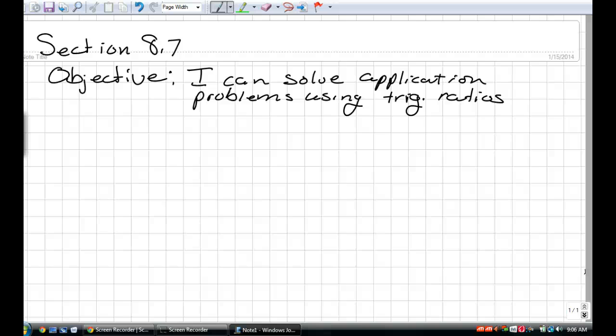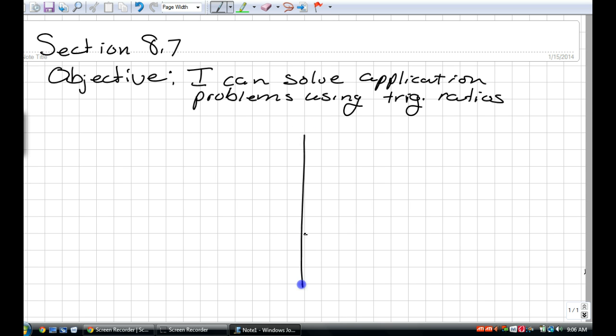Section 8.7, our objective: I can solve application problems using trig ratios. So in our station activities, we learned about the angle of elevation and the angle of depression.